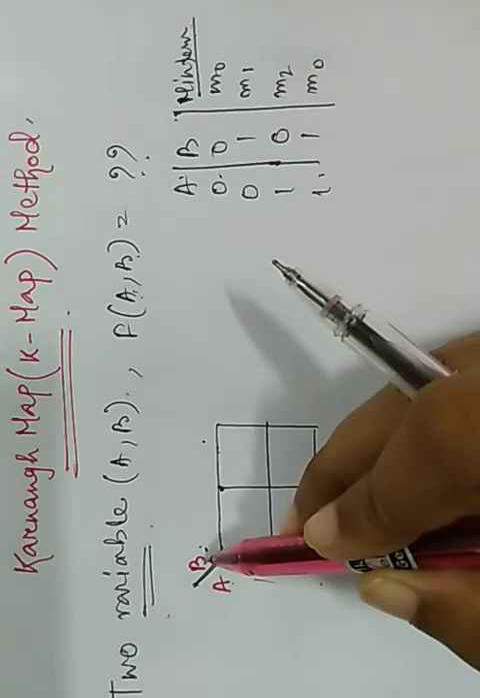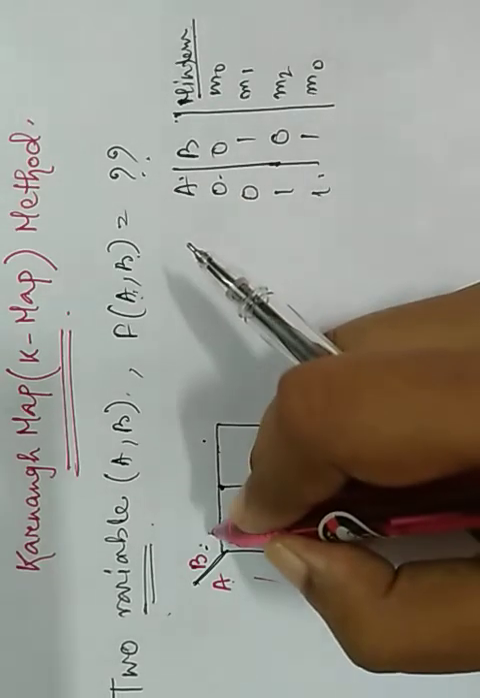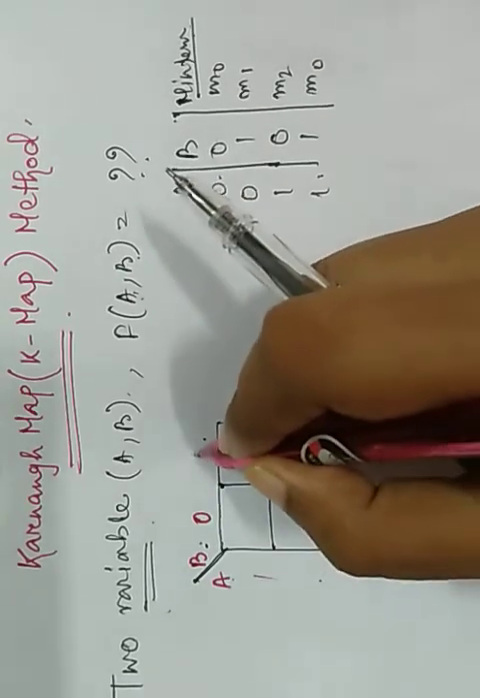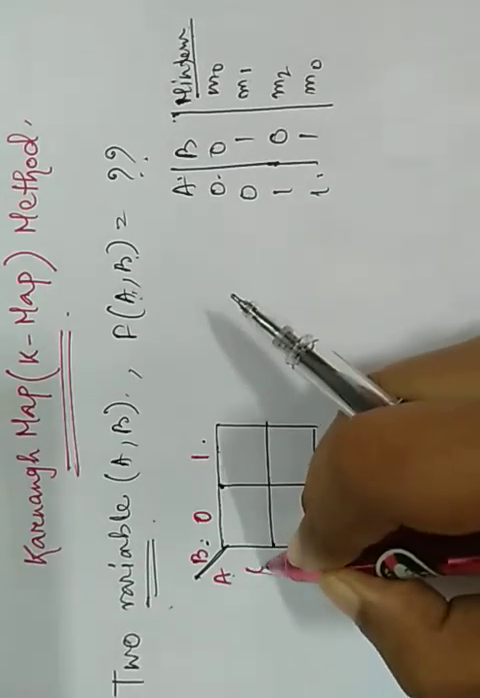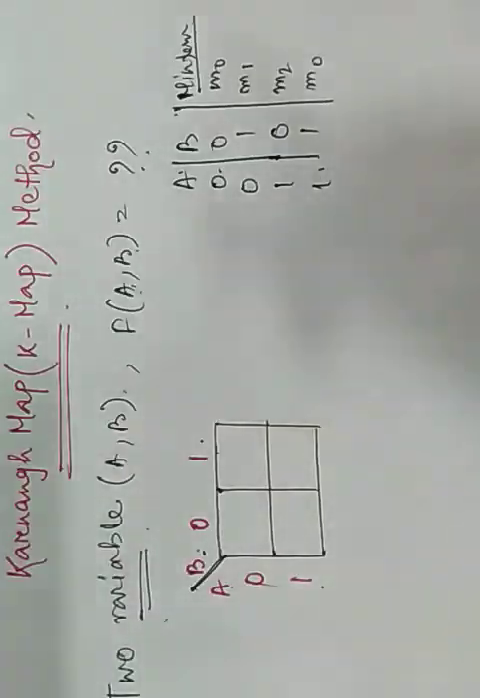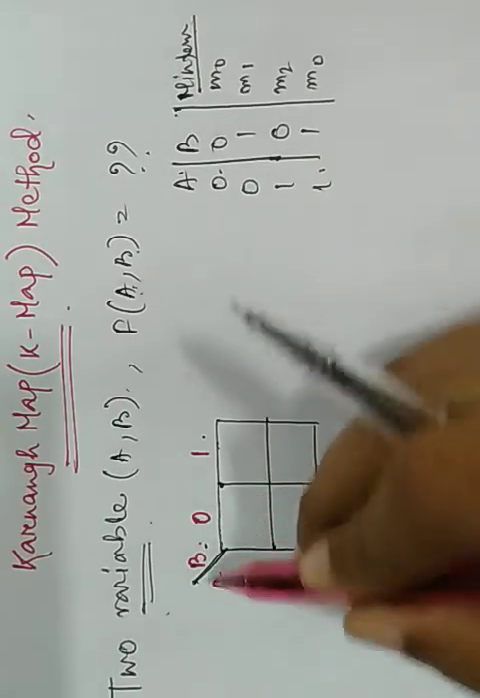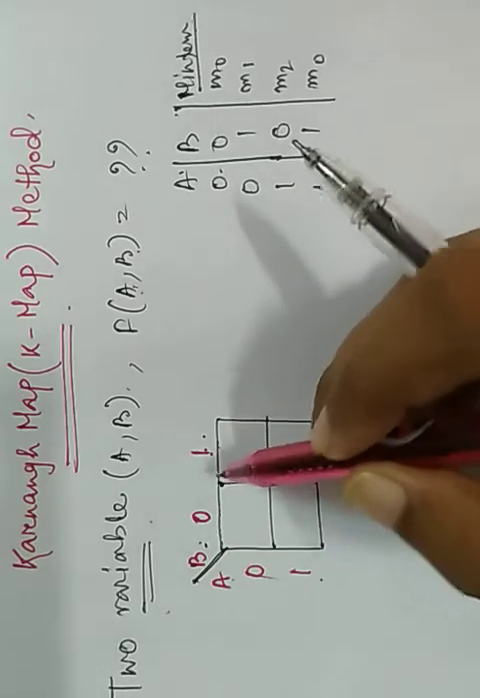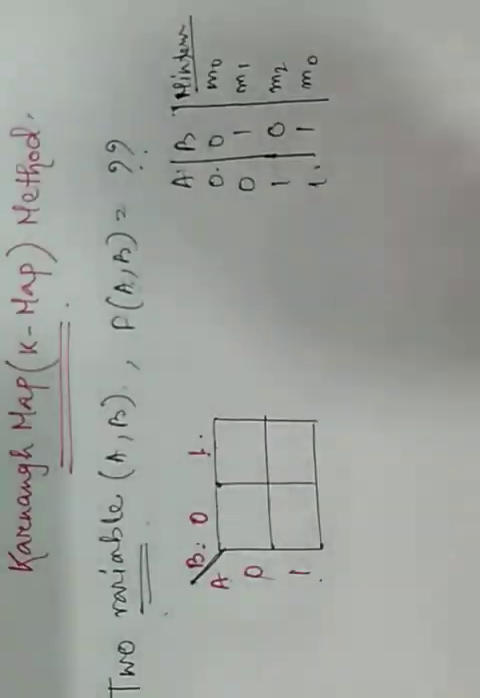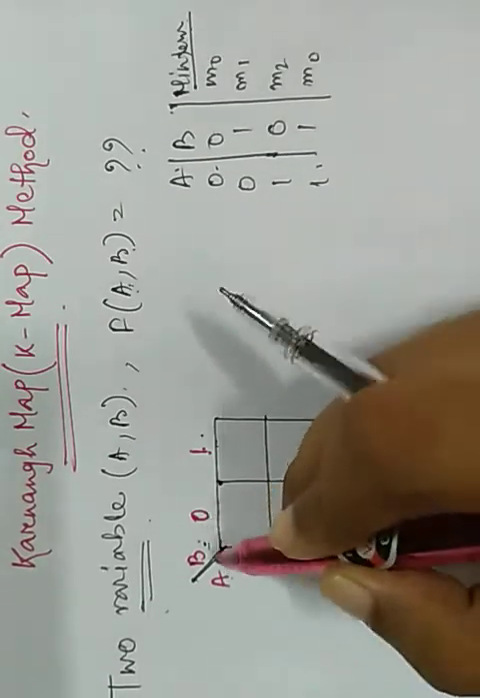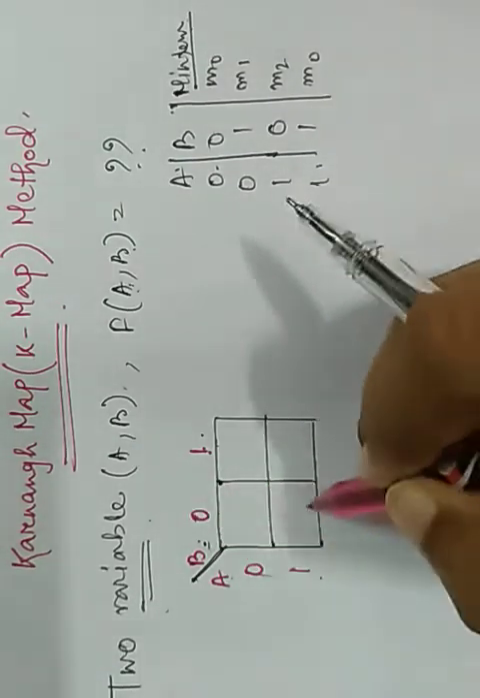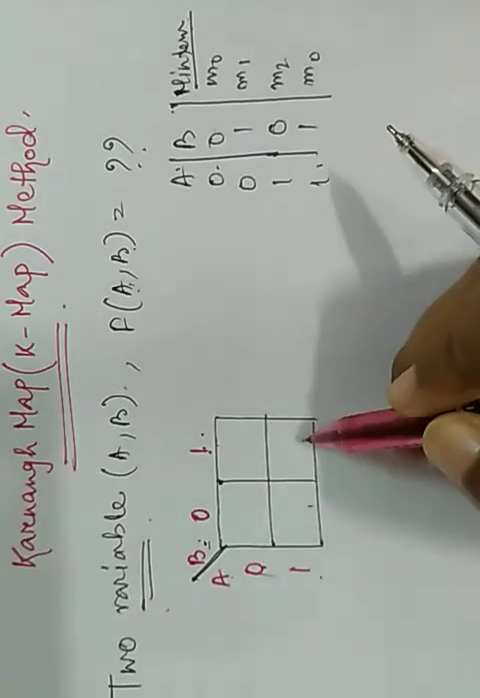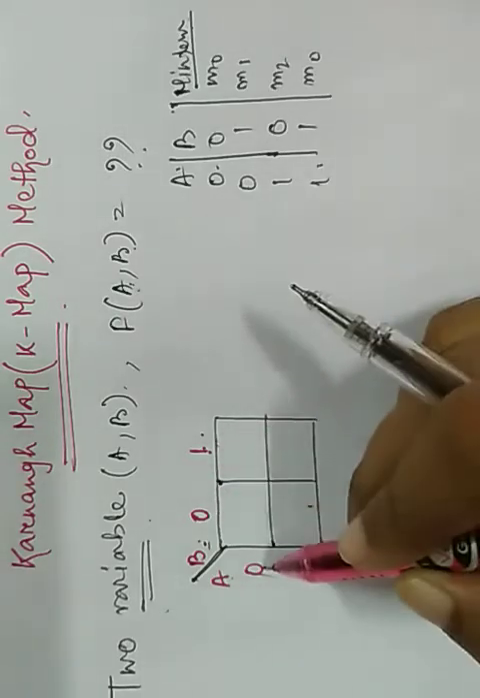As B is a single variable, obviously there is a combination of 2, that means 0 and 1, and here also 0 and 1. In a minterm, 0 means complement, so 0 means B complement and 1 means B. This column is for B complement and this column is for B, and this row is for A complement and this row is for A. That's why I have written 0, 0, 0, 1 here.